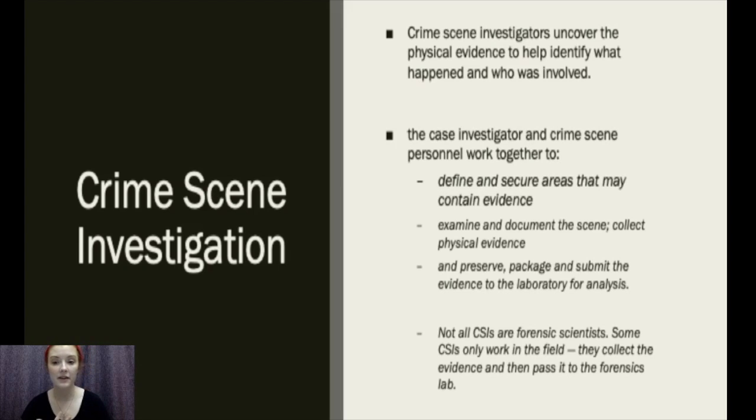Some might have various jobs, but they have to secure the area, they have to examine and document the scene, and they have to preserve and package everything in order to send it off to the lab.